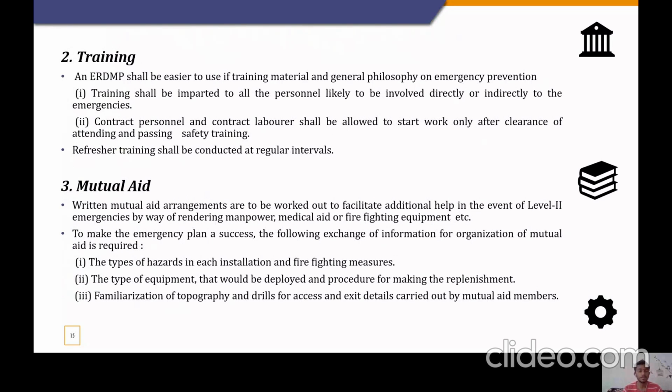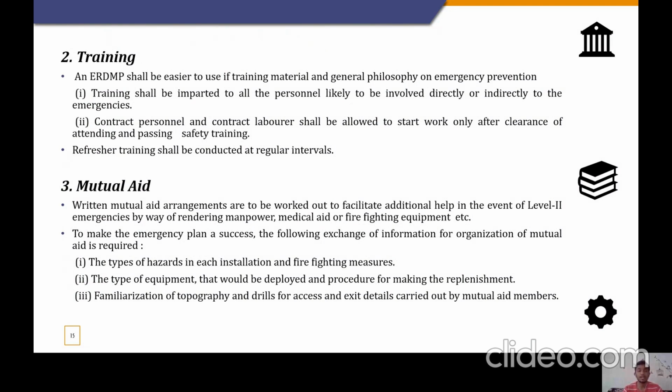Now coming to the mutual aid. The mutual aid should be in the level 2 emergencies, rendering the manpower, medical and the firefighting equipment. To make the emergency plan a success, there are some points for the mutual aid. The first is the type of hazard in each installation and firefighting measure. It means which kind of hazard is around the city gate station. It should be defined, and it should be pre-planned.